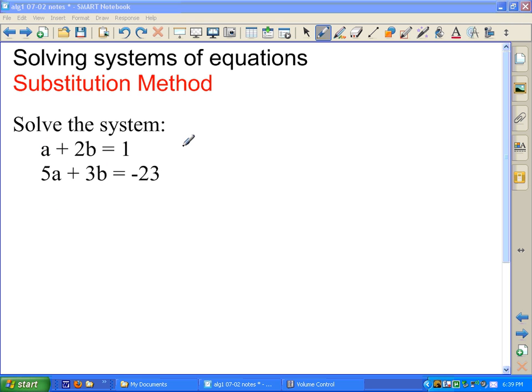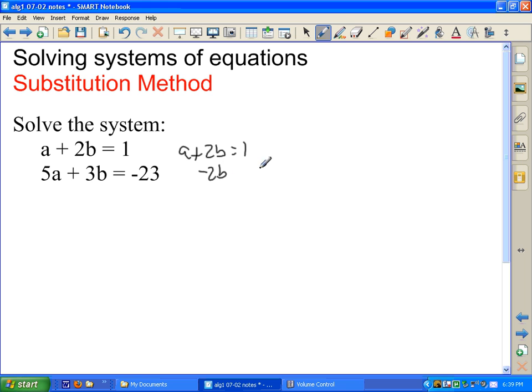So I'm going to take this first equation, a plus 2b equals 1, and I'm going to subtract 2b from both sides. That gives me a equals 1 minus 2b. This is what our book refers to as the revised equation.